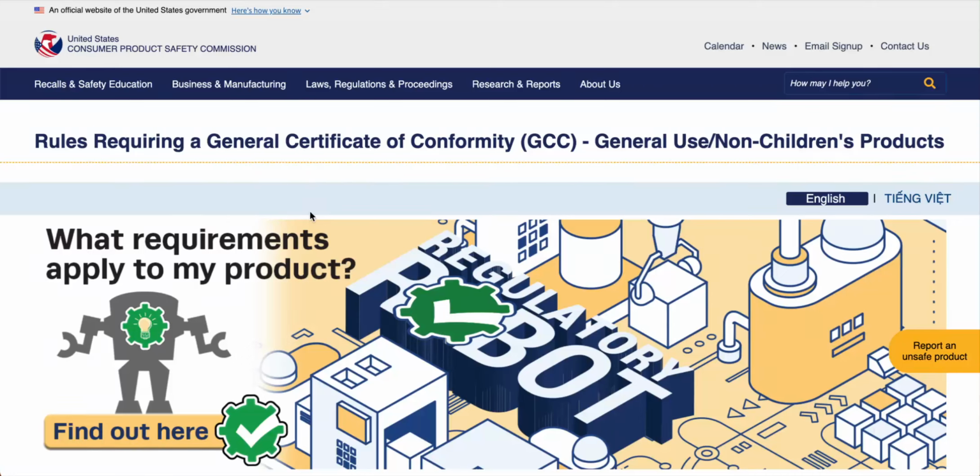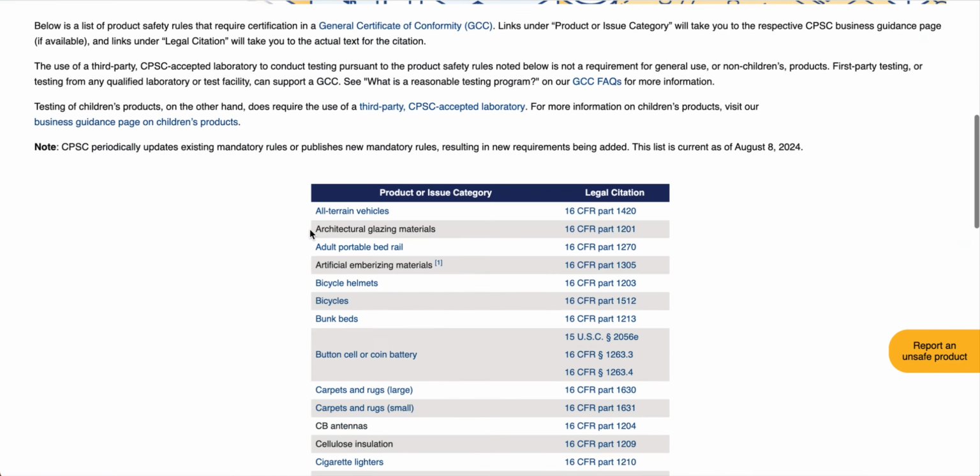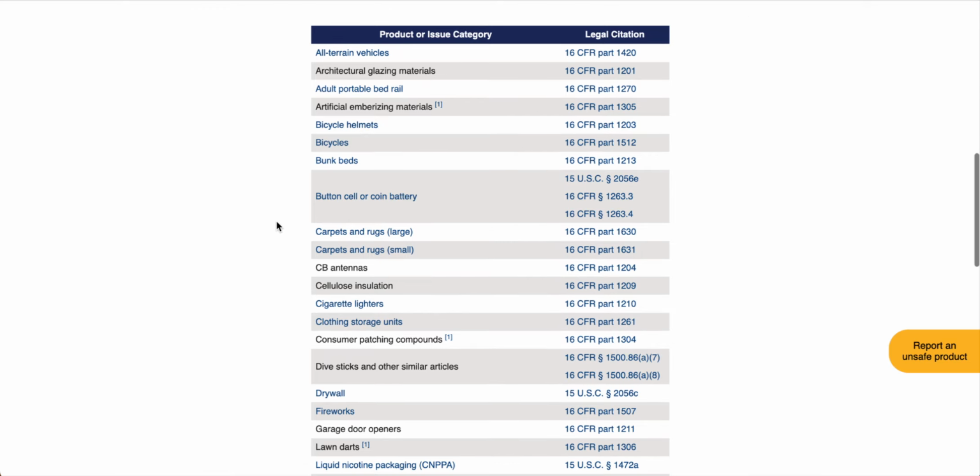You can find a list of rules requiring a GCC, and thus defined as general use products, on the CPSC website. And this is also how you determine if your product falls within the scope of the GCC requirement. And some of these are quite specific. Some of these rules apply to specific types of products like all-terrain vehicles or bicycle helmets or bunk beds.